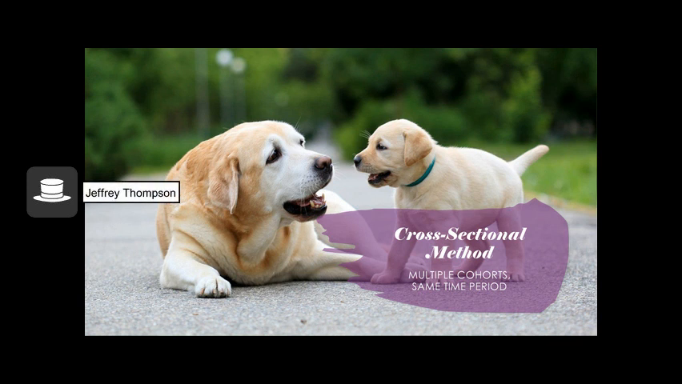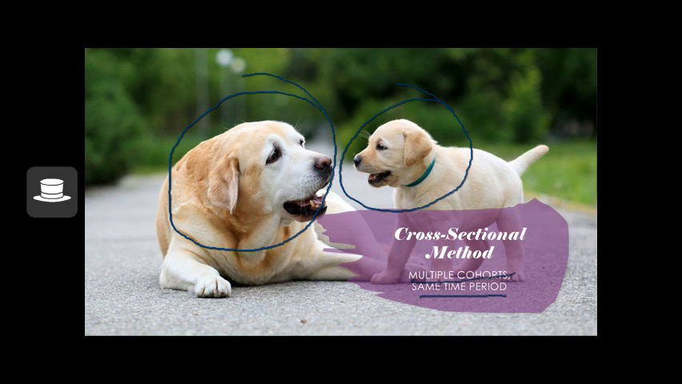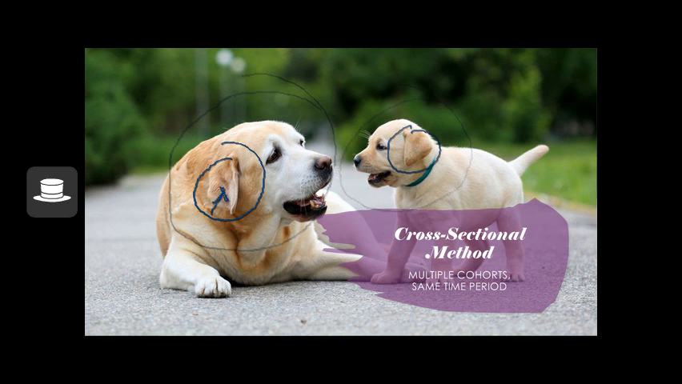So I'm going to use dogs to help illustrate this. So the cross-sectional method, I have multiple cohorts at the same time period. So right now, I'm comparing puppies to adult doggos, right? If you will see, look, the ears are smaller. This one's a little curved and a little floppier, right? You can see the jowls. There's all this extra doggo skin, right?